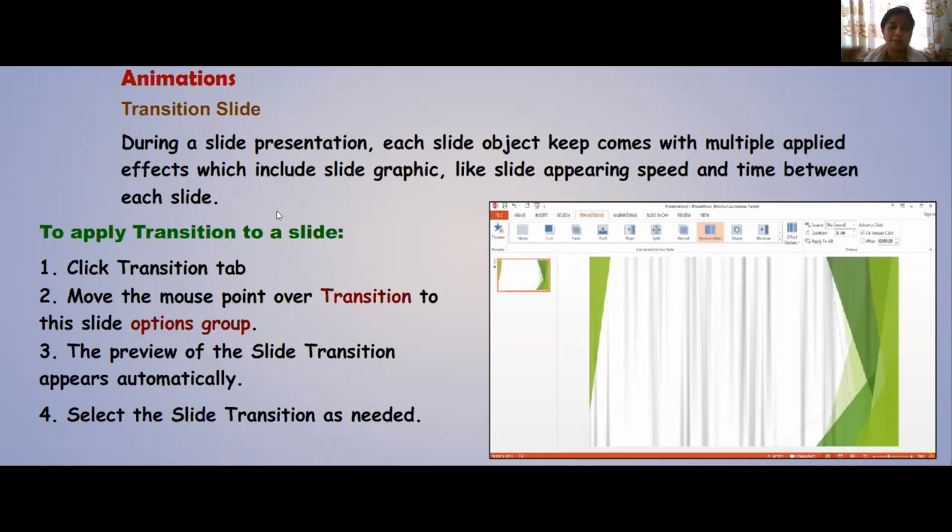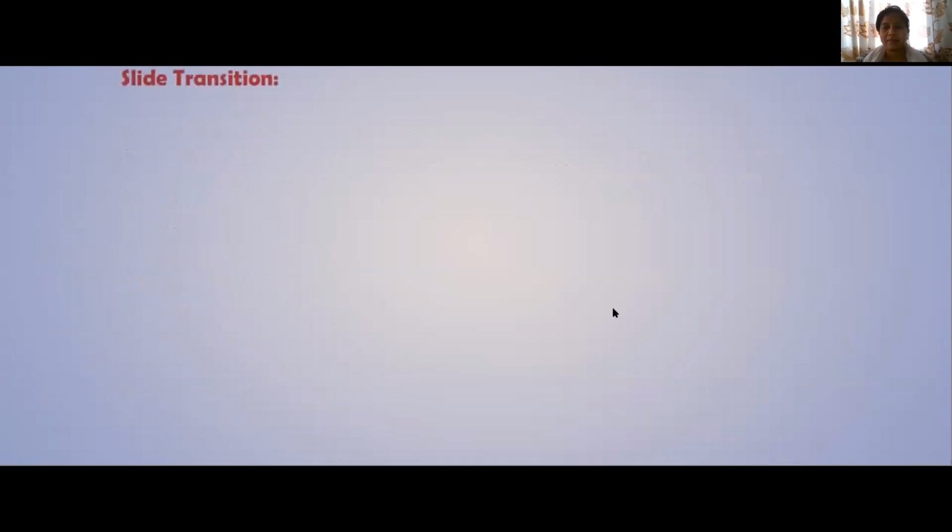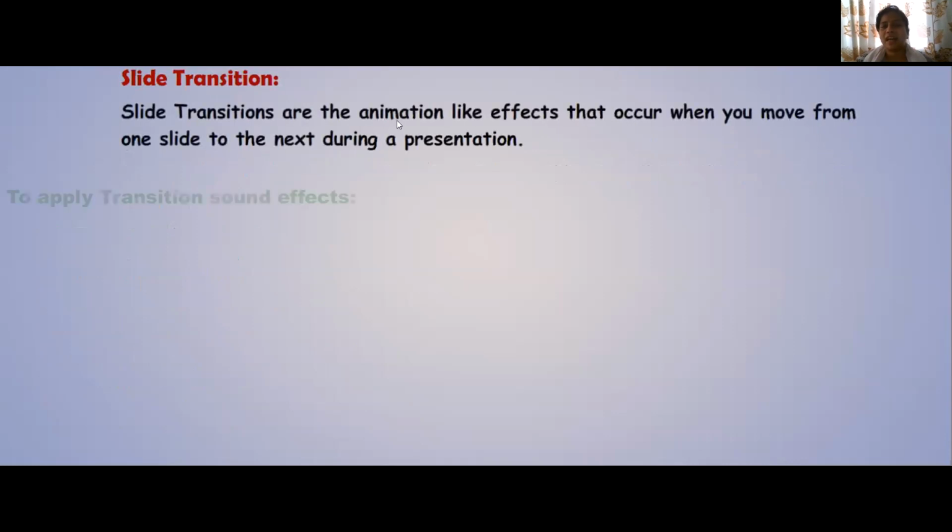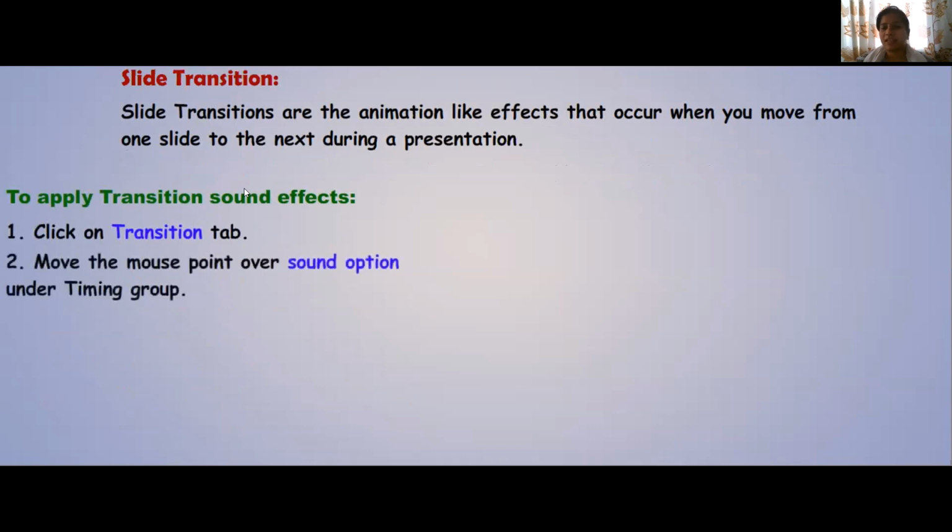Here are the steps. To apply transitions to a slide, click the Transition tab, move the mouse pointer over the Transition to This Slide option group. The preview of the slide transition appears automatically. Select the slide transition as needed. Slide transitions are animation-like effects that occur when you move from one slide to the next during a presentation. That's what I said.